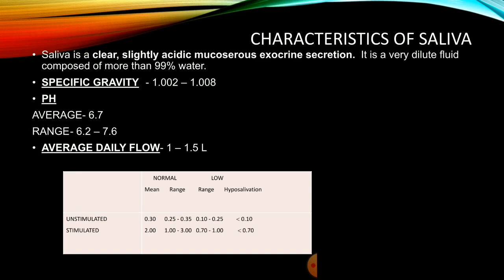Next, we move on to characteristics of saliva. As we all know that saliva is a clear, slightly acidic mucoserous exocrine secretion. It is a very dilute fluid composed of more than 99% water, as we have seen earlier. Its specific gravity is 1.002 to 1.008. pH is on an average 6.7 and ranges from 6.2 to 7.6. On an average, daily flow of saliva is 1 to 1.5 liters. Under this flow category, we have unstimulated salivary flow and stimulated salivary flow. Ranges have been given in the table below.